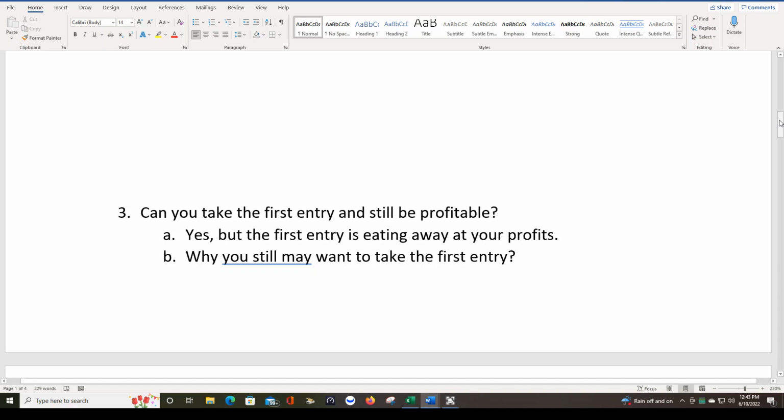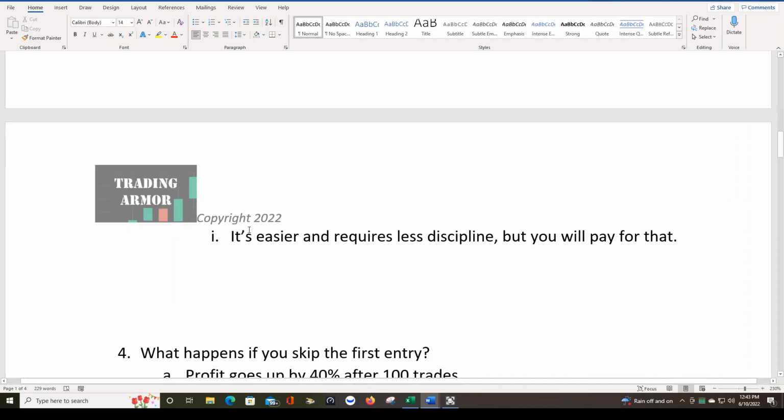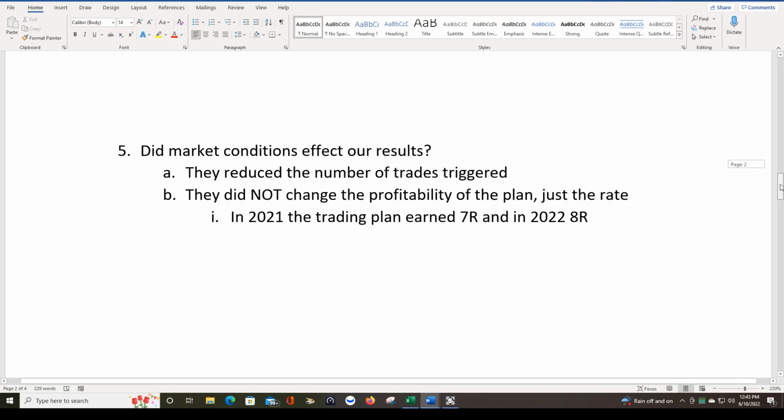But again, if you just look at the data, that should be enough inspiration that says, hey, after 100 trades, you're going to be up 40% more profit if you can stick it out, if you can be disciplined. This got kind of messed up in the formatting, but it says it's easier, requires less discipline, but you will pay for that. That's basically what I was just describing. What happens if you skip the first entry? Profits go up 40% after 100 trades.